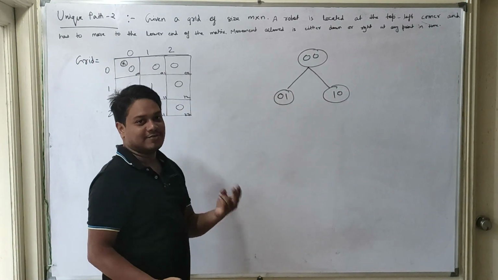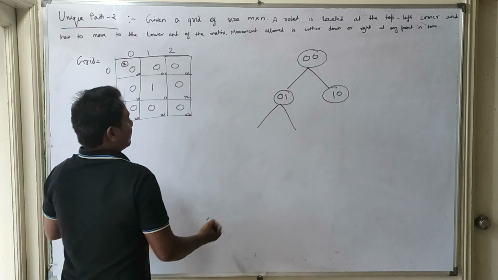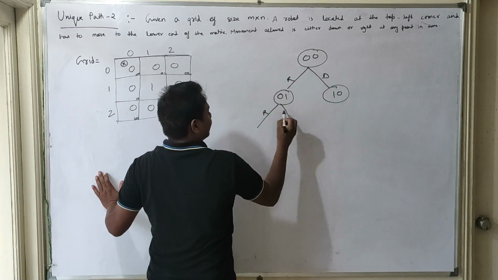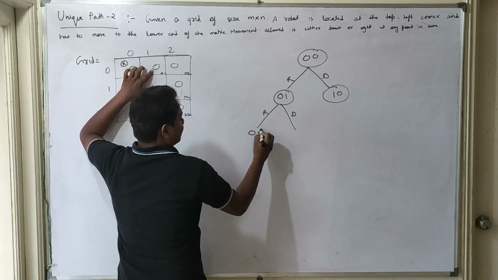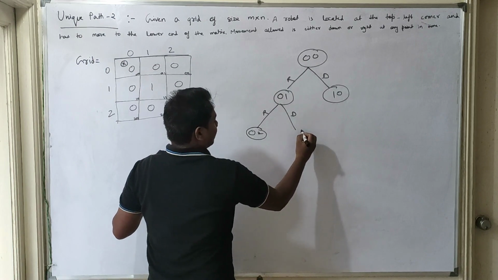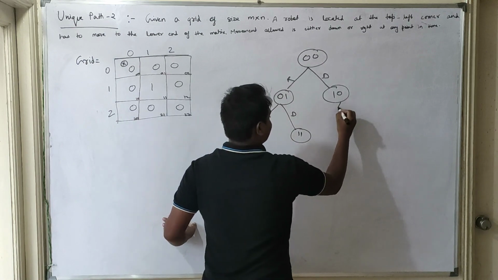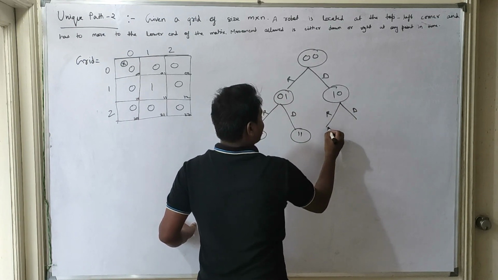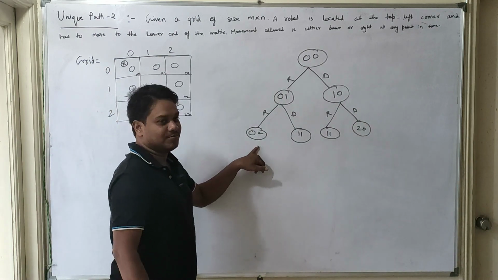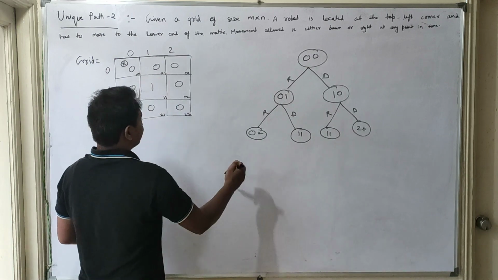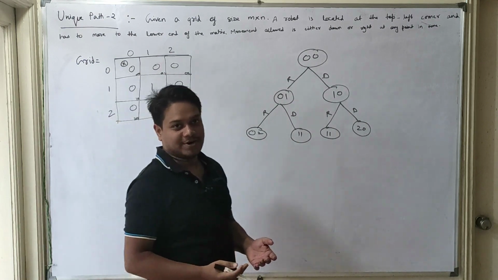Now from 0 1 again it has two options. Either it can move right or it can move down. If it moves right from 0 1, then it becomes 0 2, and if it moves down from 0 1, then it is 1 1. Similarly for 1 0. But from 0 2 it can only move down, because if it moves right, then it will cross the boundary of the matrix, which we don't want.